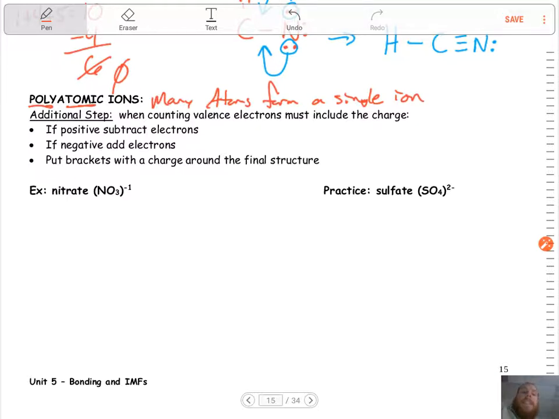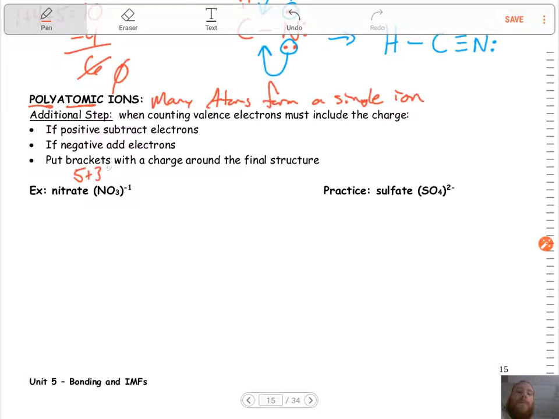The additional step, though, just one extra small piece, is that we have to account for the charge. Ions, we know, have a charge, so we've just got to account for that when we count our electrons. It's really just something we do at the beginning, and then we continue the same process as we did before. So let's jump right in. Nitrate, NO3 with a 1 minus. Count up your electrons. So we've got 5 for nitrogen.